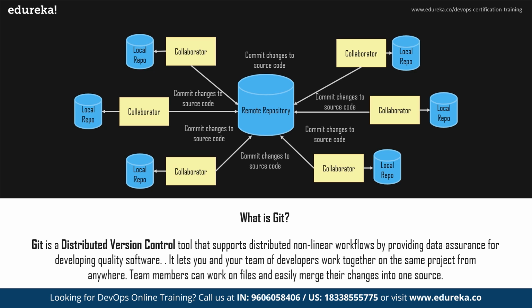Your team members can work efficiently on files and easily merge their changes into one source without the fear of losing or deleting anything of importance due to the easy rollback feature. Git is primarily used to manage your project comprising a set of code or text files that you may want to change from time to time.